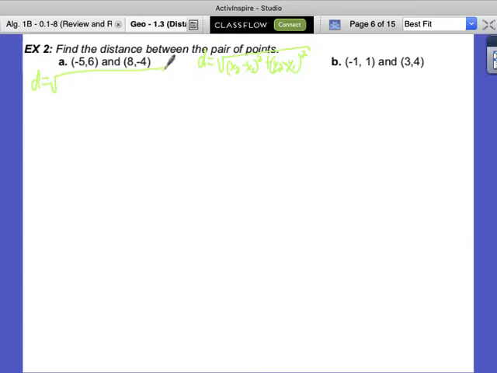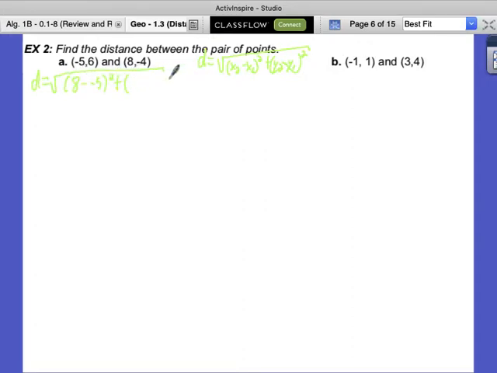Let me say, well, we're subtracting the x's. We can actually ask, would we rather do -5 minus 8 or 8 minus -5? Does someone have an opinion on that? Kenny? 8 minus -5. Kenny would rather do 8 minus -5. Cool. 8 minus -5 squared.